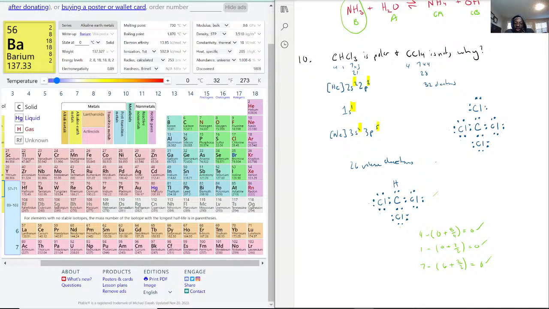So now, why is this one non-polar, the CCl4, and why is CHCl3 polar? Let's look at the electronegativity.